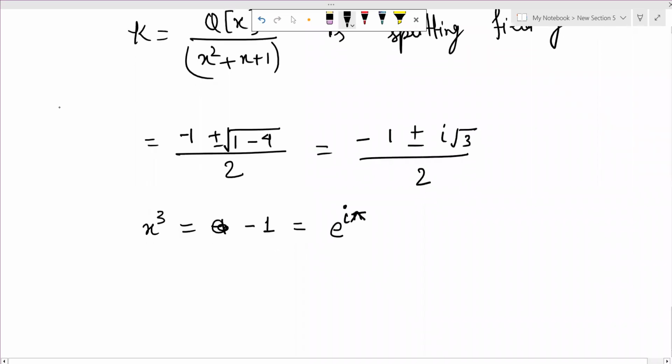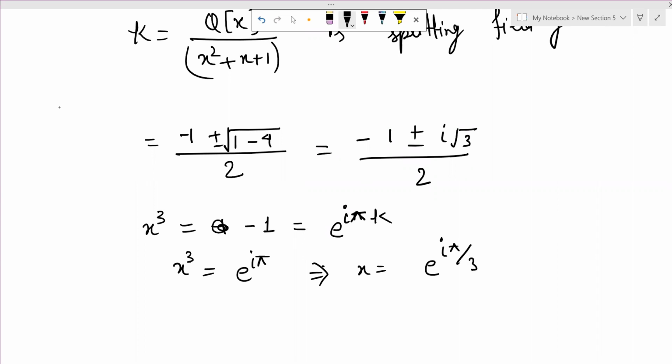You know basically this formula, right? e to the power i theta is cos theta plus i sin theta. So, Euler's form. By that way you can open this. So x cube is equal to e to the power i pi. So this implies x is equal to e to the power i k pi, you can write this. But you can't write this i k pi, you can modify this.